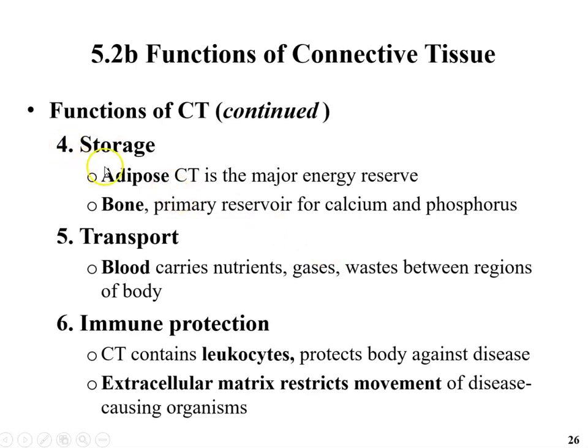Number four, storage. Adipose connective tissue is the major energy reserve of the body. And bone is also a storage site, primarily for calcium and phosphorus. Number five, transport. Blood is a connective tissue, and it carries nutrients, gases, and waste between regions of the body. And number six, immune protection. Connective tissue contains leukocytes, which are white blood cells that protect your body against disease. The extracellular matrix also restricts movement of pathogens, so it forms a kind of barrier.